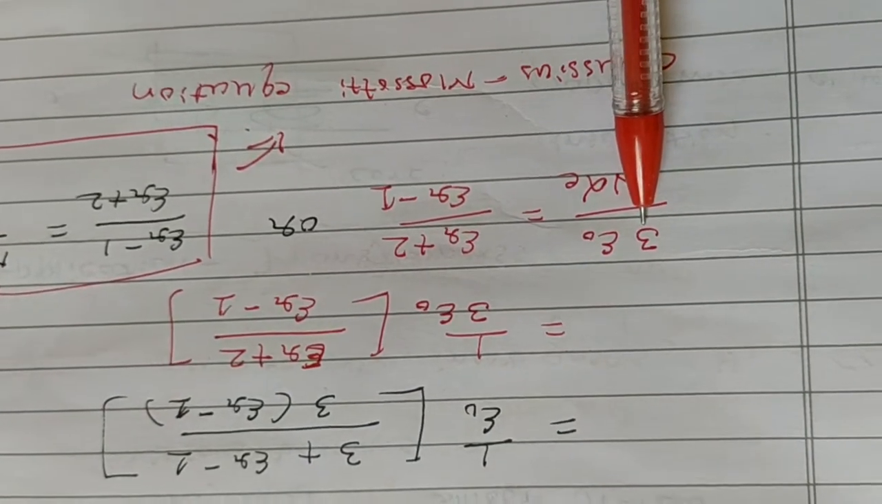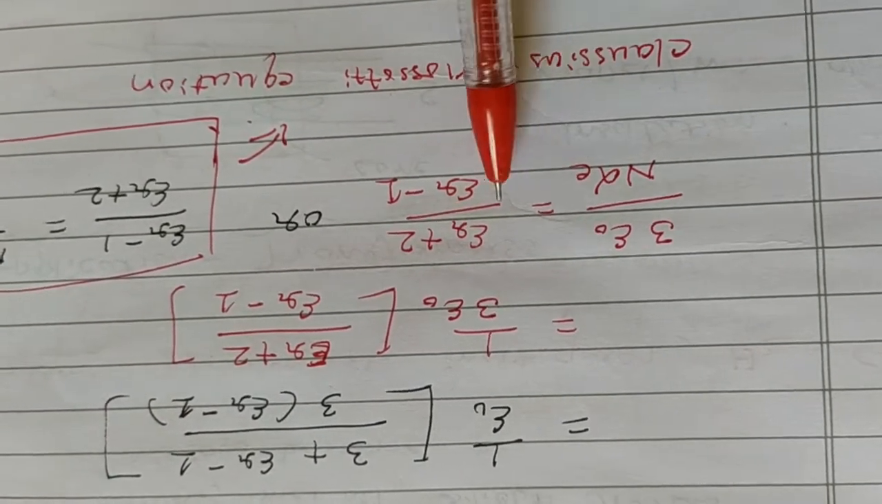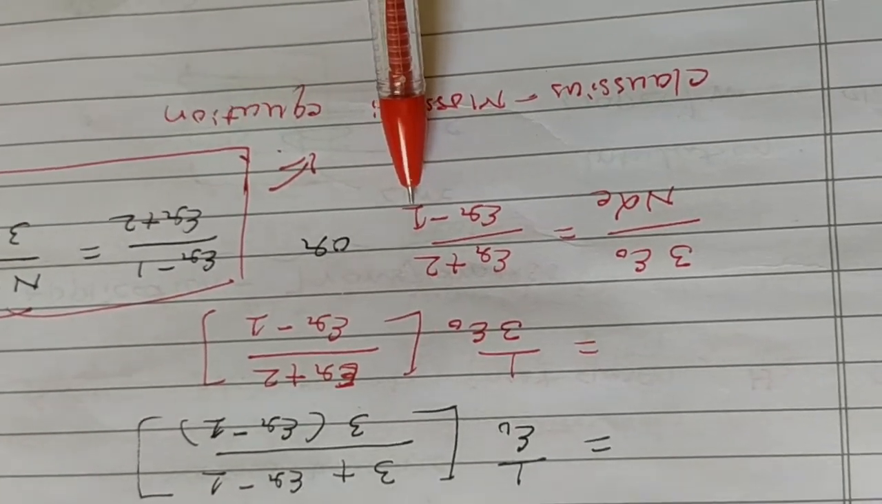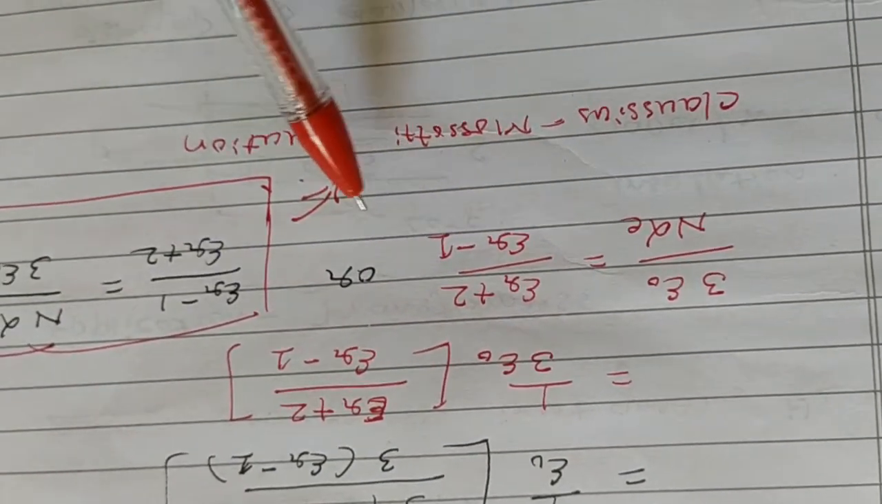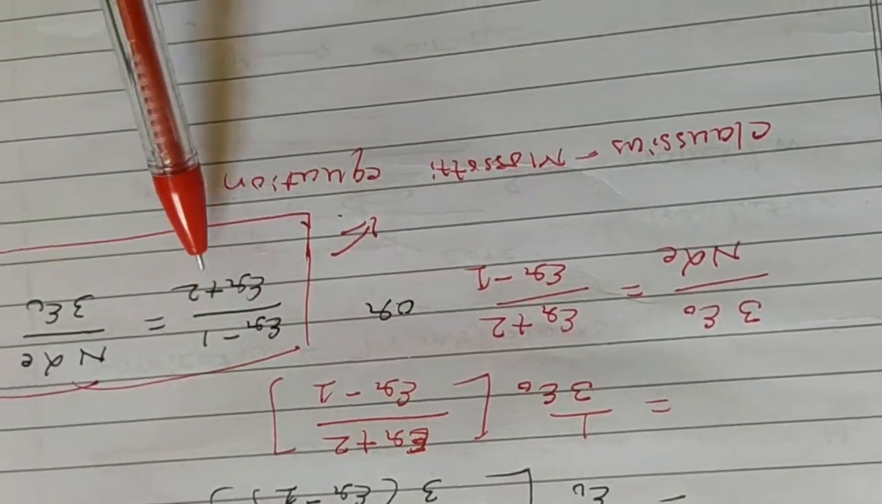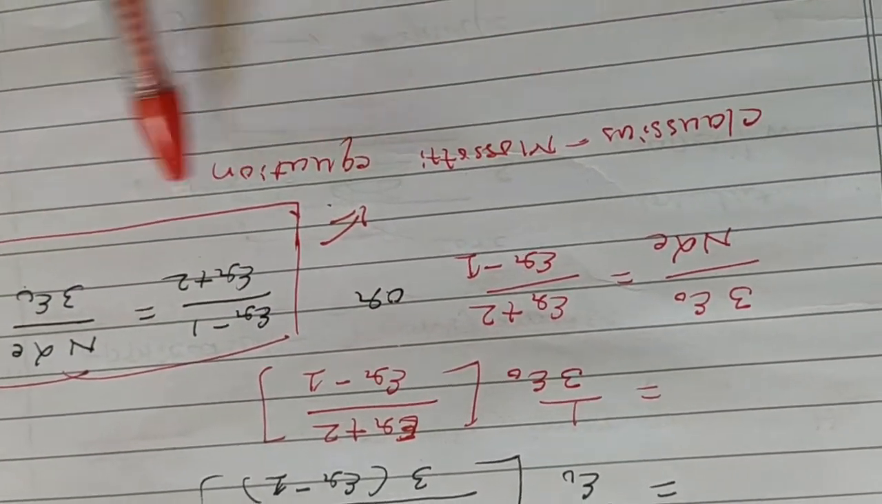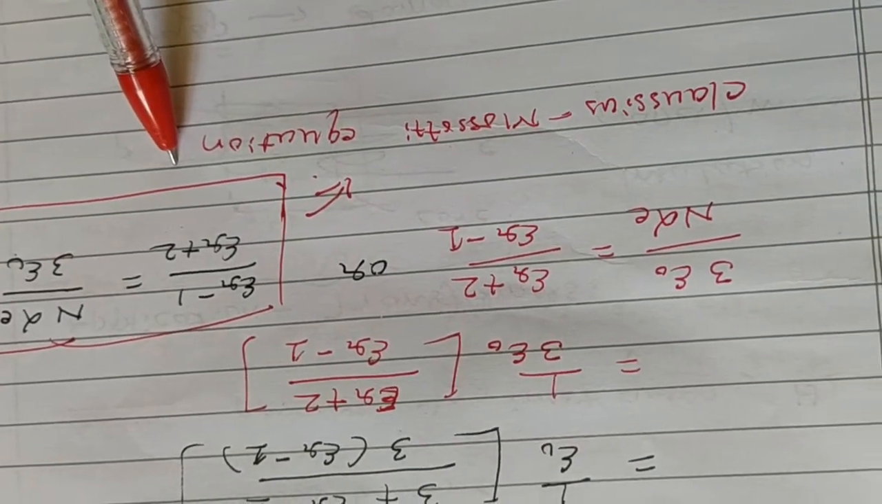What will become? 3 epsilon naught N alpha E is equal to (epsilon r plus 2) divided by (epsilon r minus 1). I got the Clausius-Mossotti equation, but it is not in the standard form. You reverse it: (epsilon r minus 1) divided by (epsilon r plus 2) is equal to N alpha E divided by 3 epsilon naught. So this equation is called the Clausius-Mossotti equation.